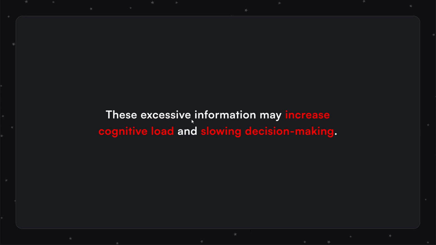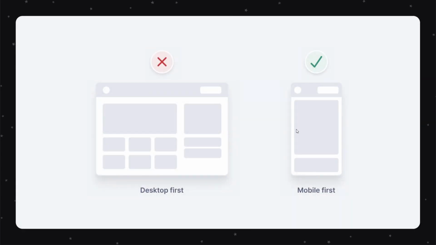Sabi ko nga, use progressive disclosure and also use the principle that people don't use what they can't see, diba? And be mindful of the cognitive load. So yun. For example, this is desktop first. As you can see, so many elements here, right? And then mobile first is you prioritize those elements na kailangan.